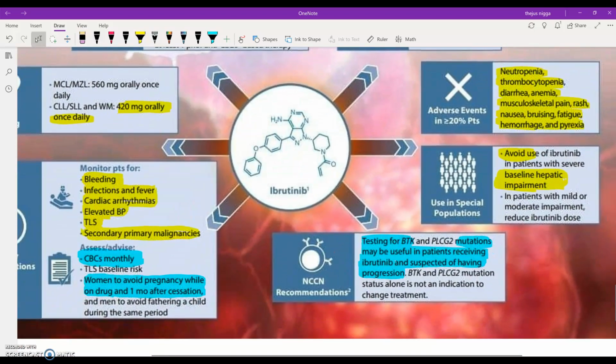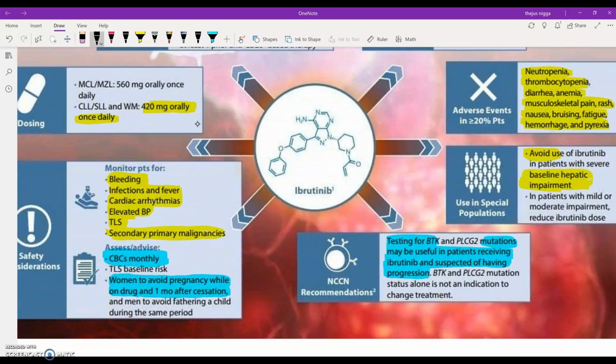So the main thing is you should monitor for bleeding, infections, fever, cardiac arrhythmias like atrial fibrillation, elevated blood pressure, tumor lysis syndrome, and you should watch out for secondary primary malignancies. You should advise CBCs monthly, assess the baseline tumor lysis syndrome risk, and women should avoid pregnancy while on the drug.